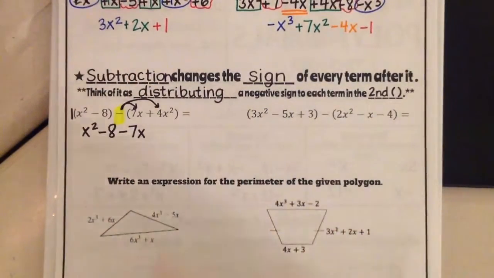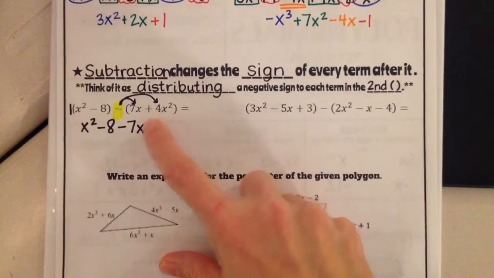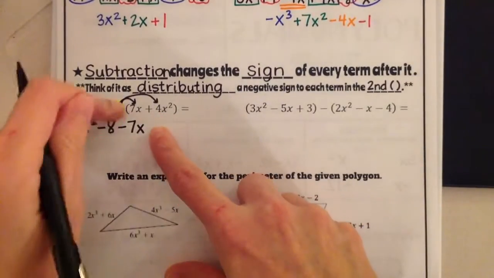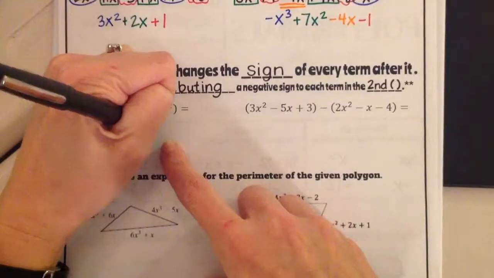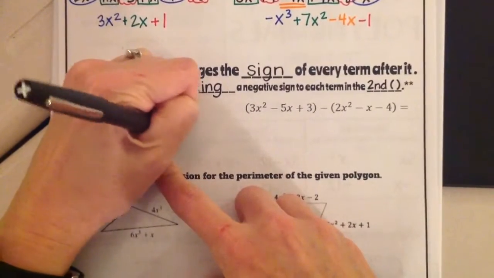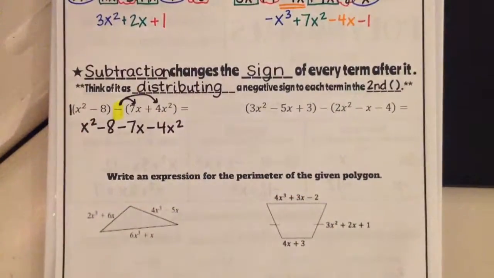Now look at the 4x squared. If it's positive, what is it going to be when the sign changes, when that negative is distributed? Well, it is also going to change to a negative 4x squared. Okay, and now I'm back to where I started with my adding polynomials.